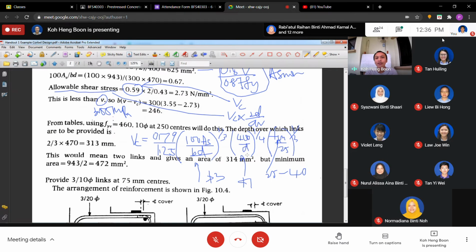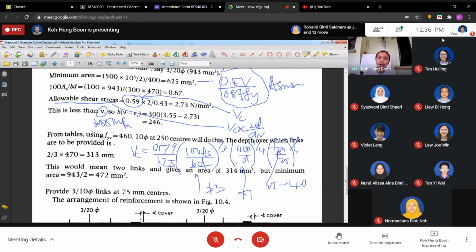So you substitute here. This one you get less than 1, so this becomes 1. FCU is 30, so 30 over 25 power 1/3. 100 AS over BD, AS is 349.43, B you have, D you have, and so on. At the end you get 0.59. You can try and calculate to see whether it is correct or not. Should be correct, 0.59. Basically, it's from this equation.